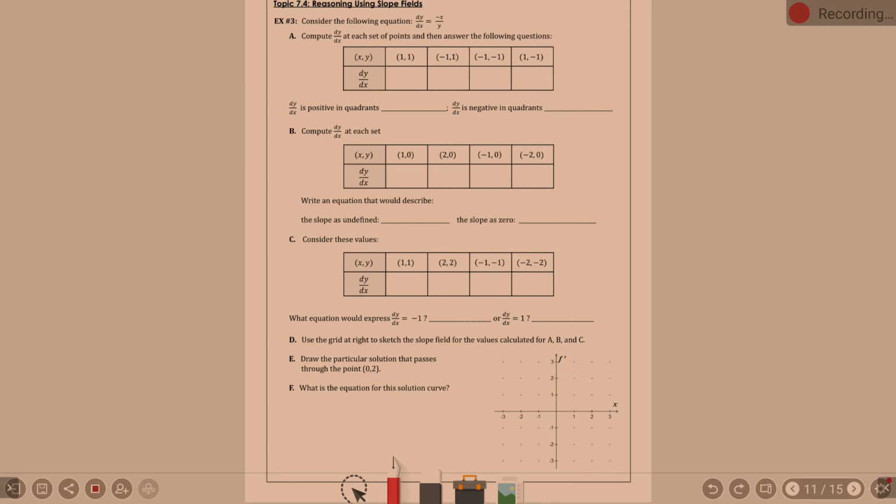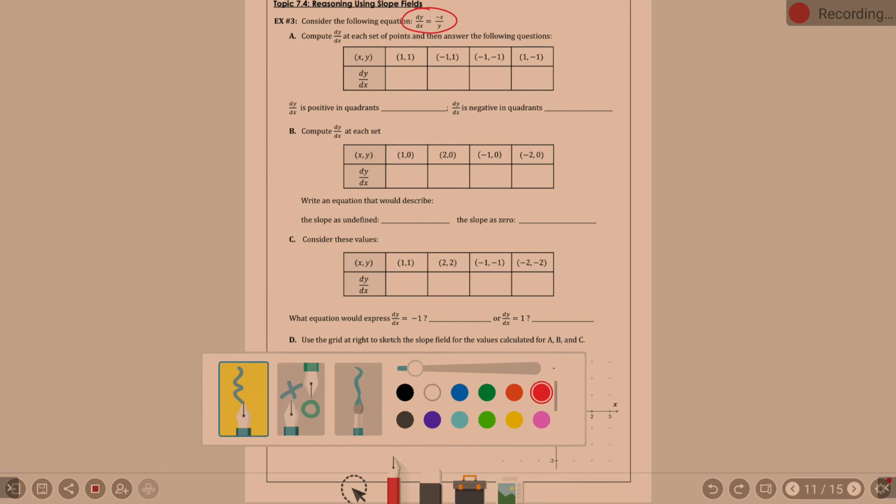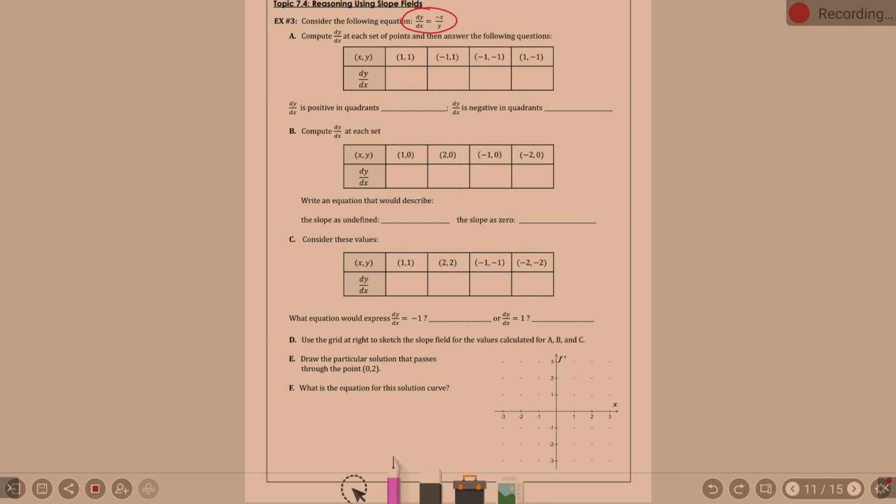Okay, example 3. Consider the following equation: dy/dx equals negative x over y. Compute dy/dx at each set of points, and then answer the following questions. Because I was trying to get a lot of this on the same page, I did not zoom in, but I think we'll be okay. So we're plugging into negative x over y.